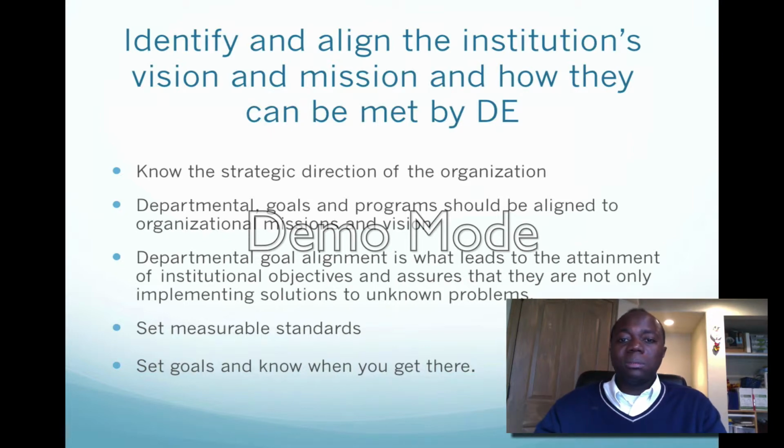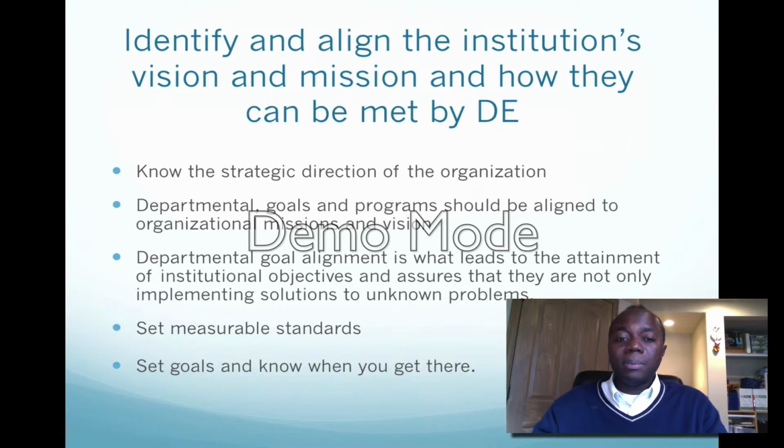Departmental goals should lead to attainment of institutional objectives and assure that they are not only implementing solutions to unknown problems. Because if you know what the problem is after your analysis, there's a high chance you will implement the right solution. So this is very critical. Know what your organization wants to do, where they're going, and analyze or identify the needs of that organization based on the vision or their mission as a company.